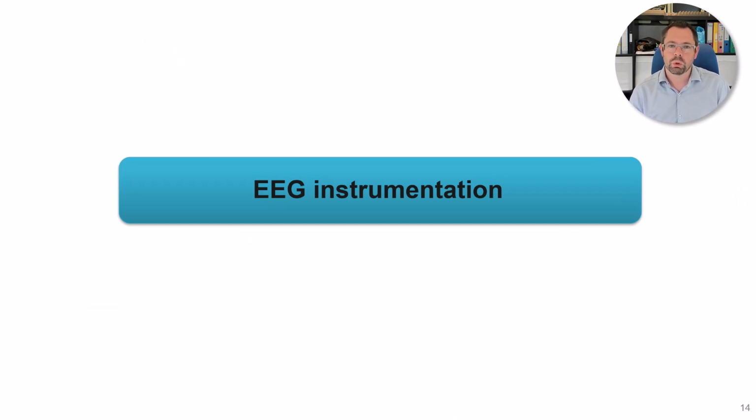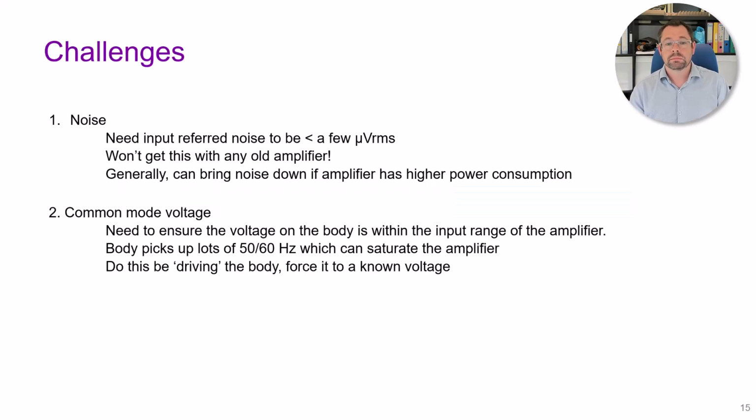Okay, so once you've got your electrodes and you've got them set up, we need to connect them to some instrumentation, something that will actually record the voltages that are present on the head. Now, in making that instrumentation, there's probably two key challenges. The first one is about noise. Remember, the EEG is a very small signal, and that means we've got to have very low noise amplifiers, or else all we'll record is electronic noise.